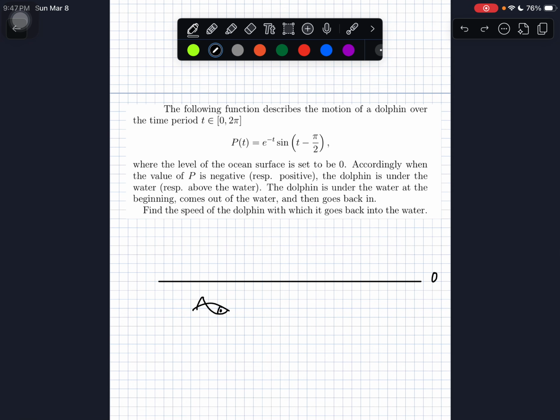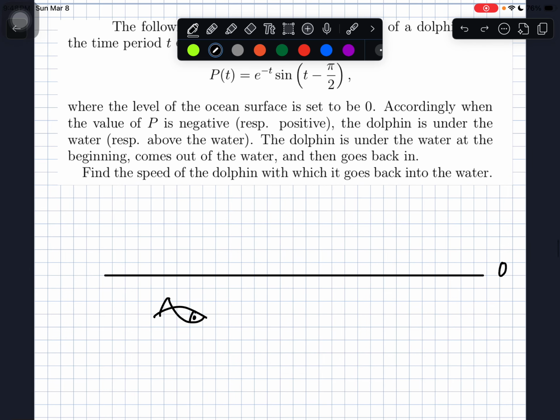According to the values of P, negative means the dolphin is under the water. P is positive, it is above the water. And 0 when it is at the surface level. The dolphin is under the water at the beginning, comes out of the water and then goes back in. So there's a moment where it reaches the surface level 0 and then goes back in. Find the speed of the dolphin with which it goes back into the water.